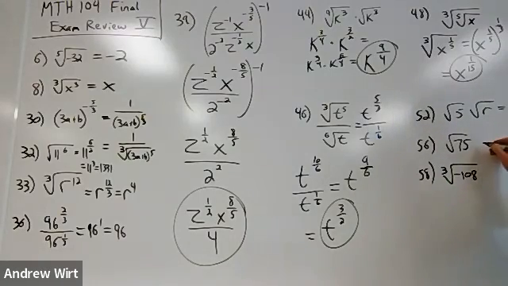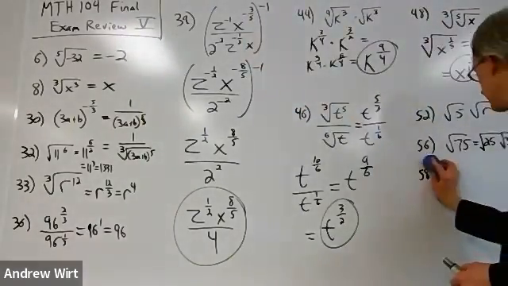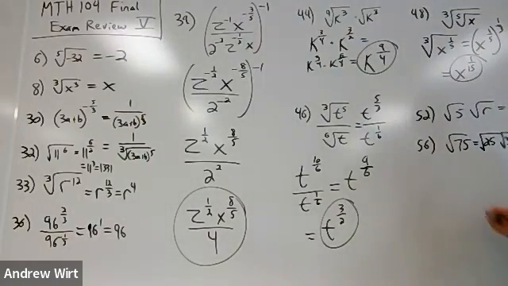All right, now with 75, we've got square roots, so we need a perfect square. And we need a perfect square that divides evenly into 75. So it's 25 and 3. So square root of 25 times the square root of 3. And that becomes 5 square root of 3.